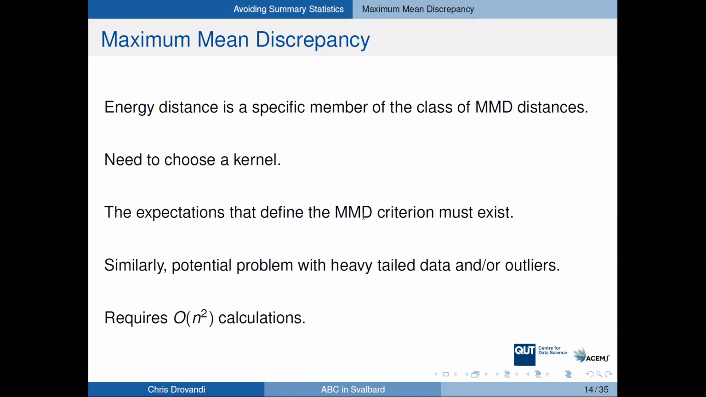As I mentioned before, it's similar to the energy distance, and it turns out that the energy distance is actually a particular case of the MMD distance. Therefore, it may potentially suffer from similar problems compared to the energy distance. And furthermore, we have to choose a kernel.